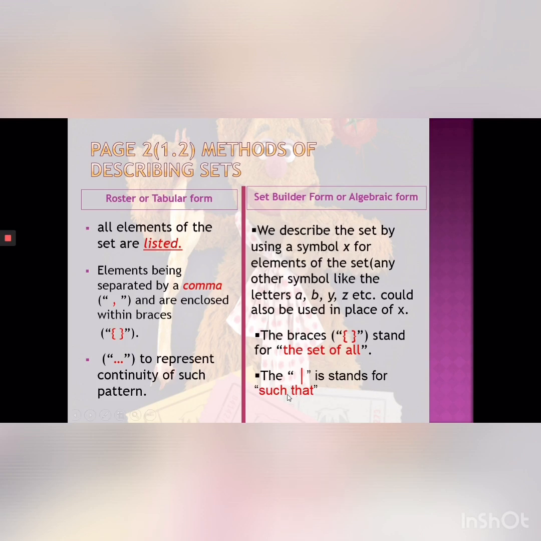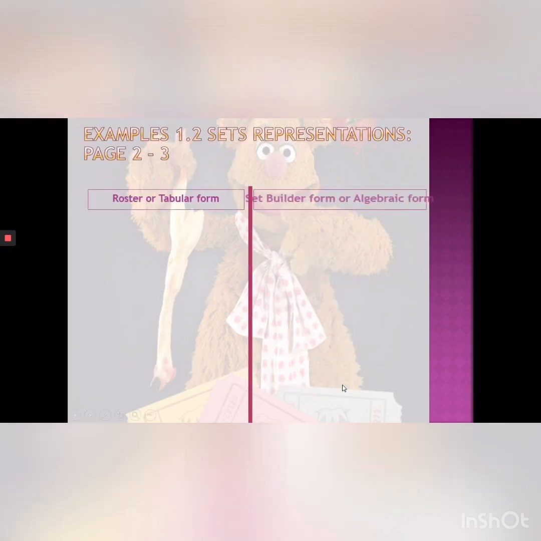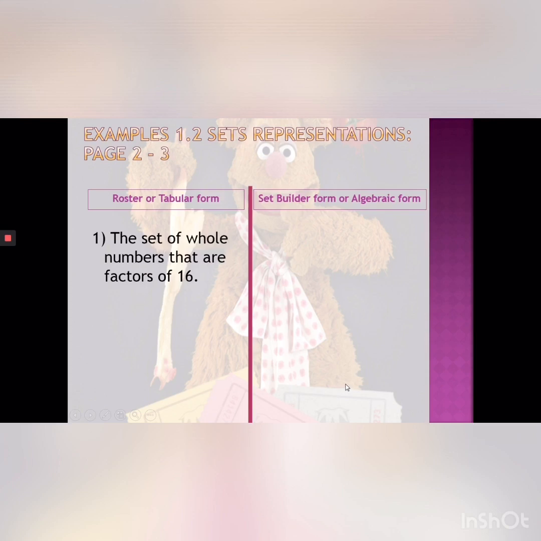It means such that in English. In Thai, the language version is "doi ti". Okay, so this one is "doi ti". Now let's proceed to our first example. So I am going to use the same example, however a different way of expressing the answer. So number one, the set of whole numbers that are factors of 16.